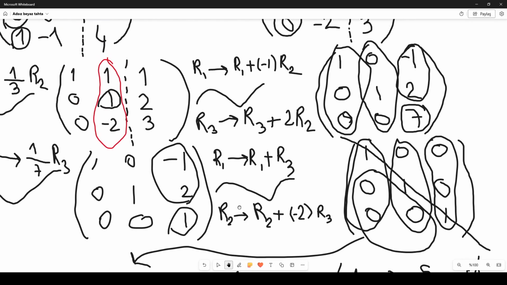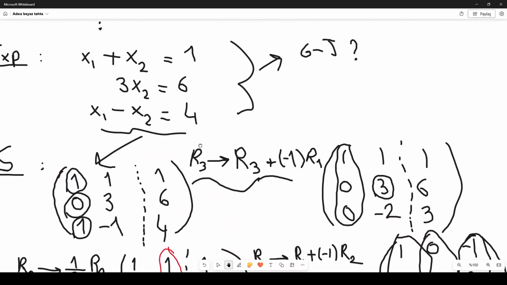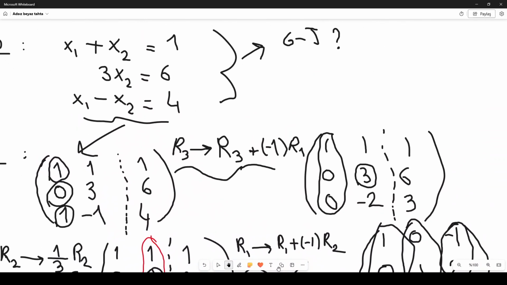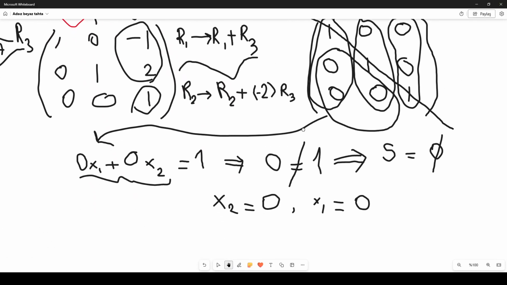But is it correct? In other words, if I plug the values x1 and x2 equal to 0 into this equation, is it true? If I put the values 0 and 0 here, 0 plus 0 is 0, not 1, right? This is not satisfied either. And again, 0 is not equal to 6. None of the equations is satisfied. Okay, so there is no solution. The solution set is empty.